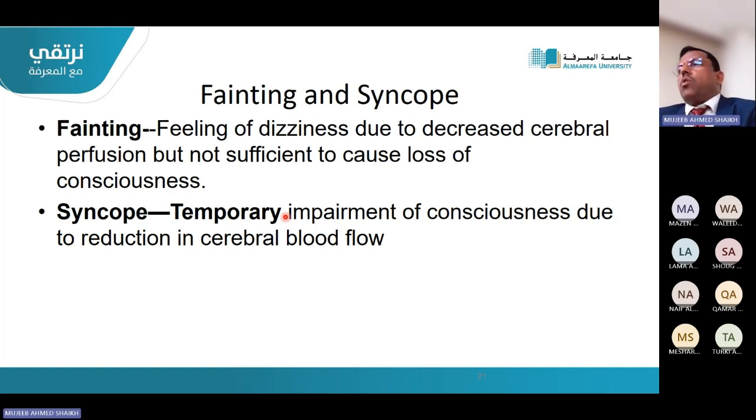Okay, this was about shock. Whenever blood supply to the tissue is reduced to such an extent that tissue hypoxia occurs and cellular function is lost, this is known as shock.